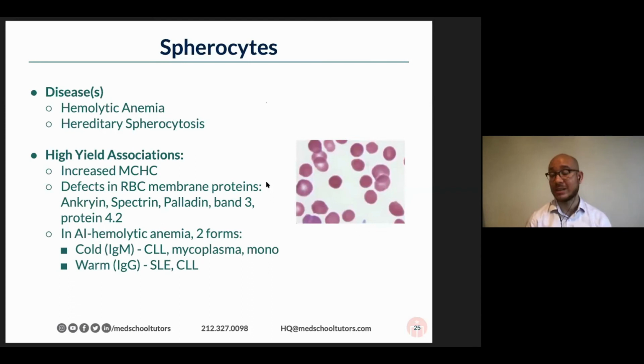Mycoplasma, which classically we think of as an atypical pneumonia, can lead to rash as well as a cold hemolytic anemia, as well as something common like EBV-driven mono can lead to a cold hemolytic anemia. And of course, the warm is IgG, and that's associated with some rheumatology sort of diseases like lupus.